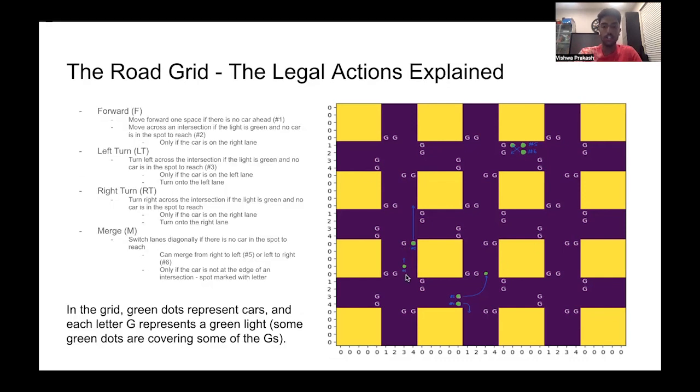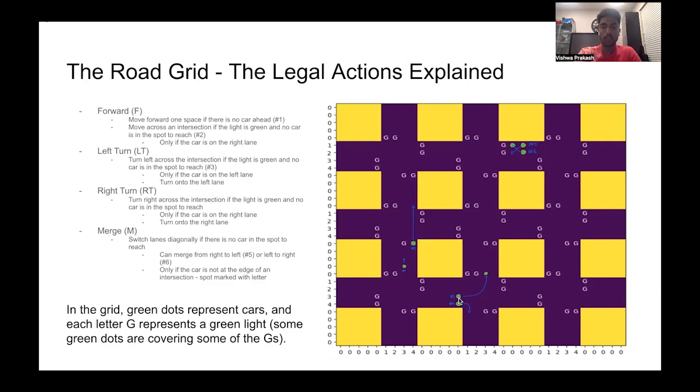So in this grid, green dots represent cars and each letter G represents a green light. In the simulation, some of these would be R to represent red lights. Now, first, a car can move forward. It can move forward 1 space when it's not at an intersection, or it can move forward at an intersection across it if its designated light is green and the car is on the right lane of traffic.